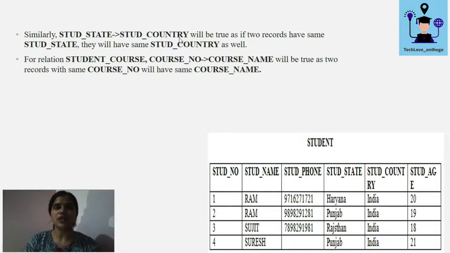Next, a functional dependency can be that the student course and the student course number can determine the course name. That means if you know the student course, and if you know the course number of the student as well, then you can find out the name of the course for that particular student.